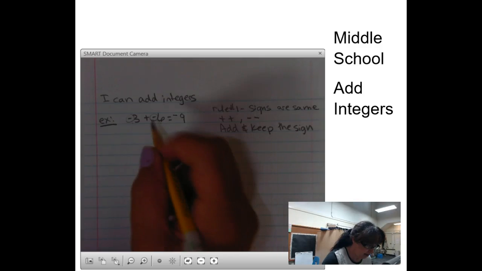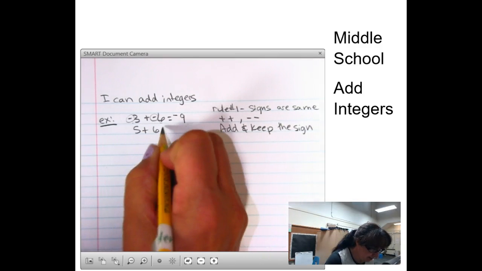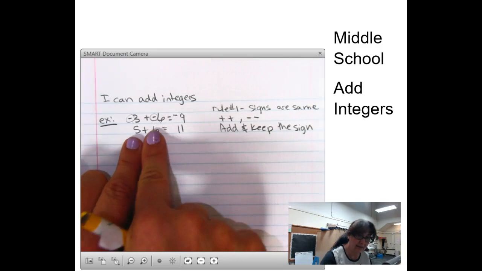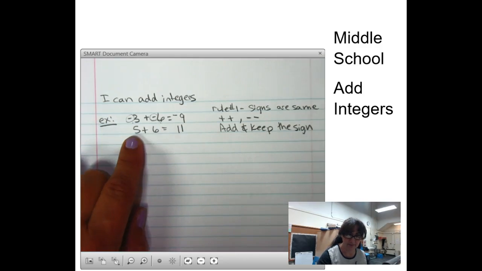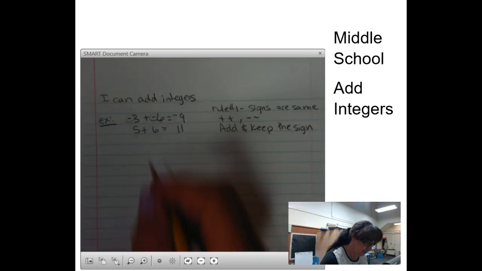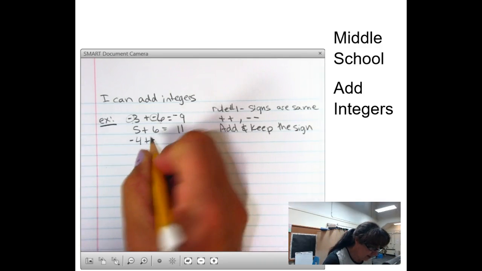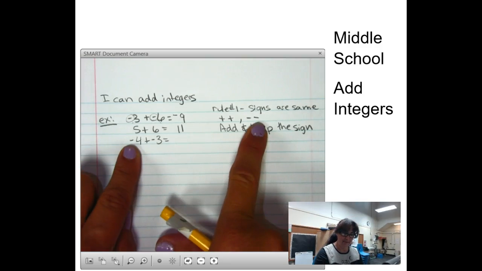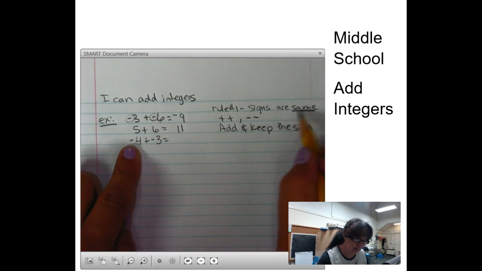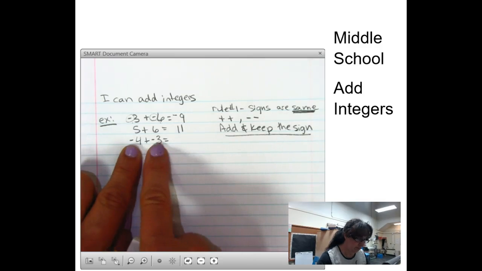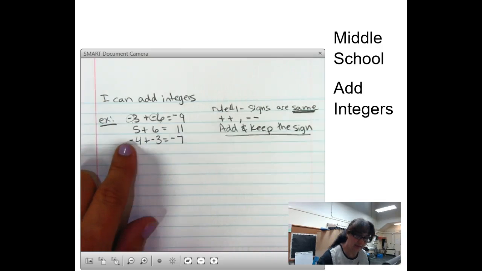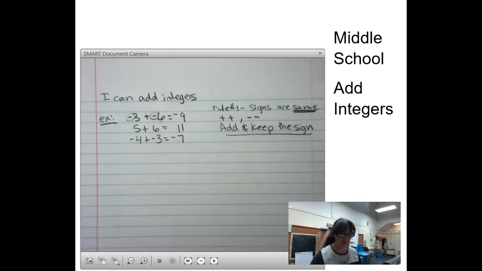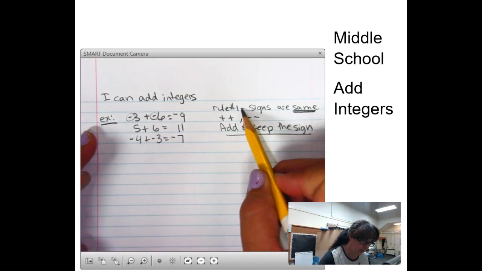Okay? So if you have 5 plus 6, they're both positives. So we just add them together and keep the sign. They're both positives. It's going to be 11 positive. Okay? Another example would be -4 plus -3. Okay? They're both negatives. The signs are the same. So same, add and keep the sign. So 4 plus 3 is 7. They're both negative, so I keep the negative sign. Okay? That's rule number 1. And I'm going to highlight that in my notebook because it's important. Okay? So example 1 goes with rule number 1.